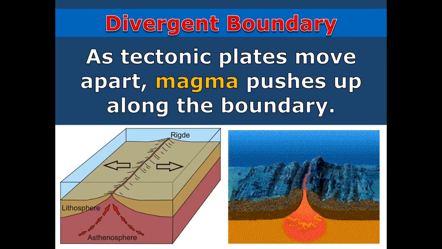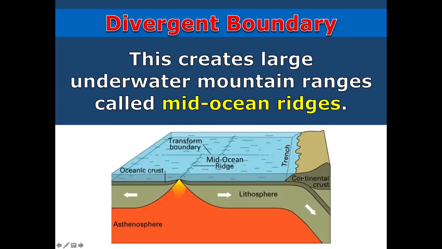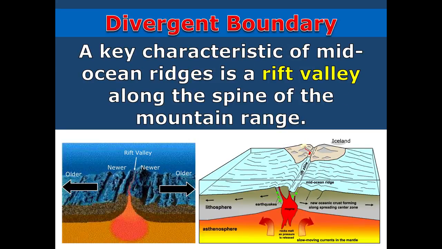As the plates move apart, magma pushes up along the boundary, creating the new rock, creating the new land. This creates large underwater mountain ranges, as we know, mid-ocean ridges. And as I alluded to, sometimes this happens on land. As the rift valley, a mountain range, gets high enough, it will stick out of the water, and that's what Iceland is. It's from magma that has come up out of the ocean for so many years that it has created this landmass.